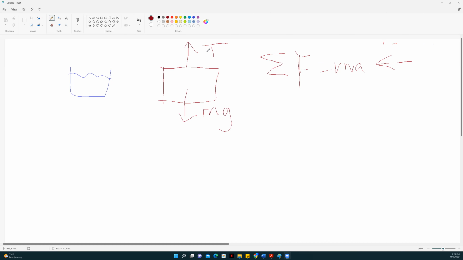If we wrote down an equation for them, they would balance each other out and there's no net force. Does that make sense? Yes. Okay.